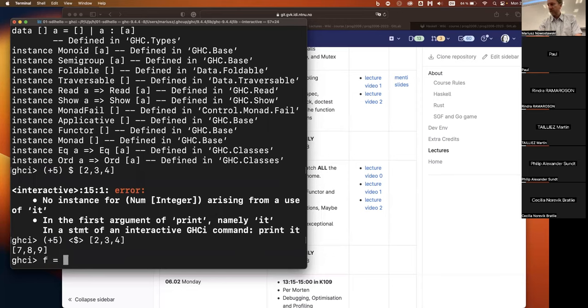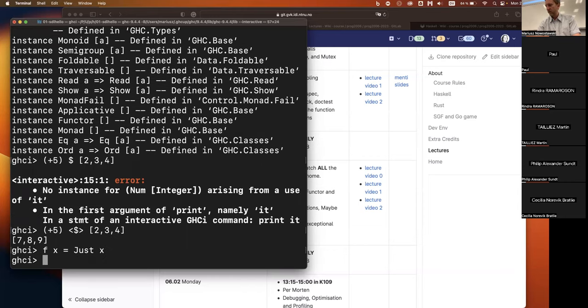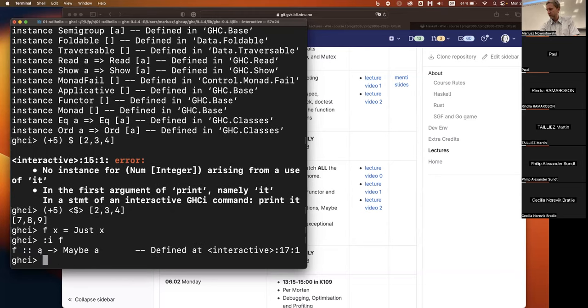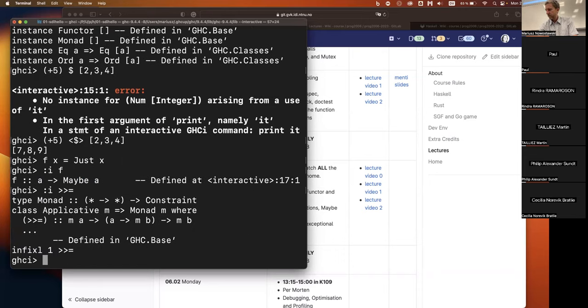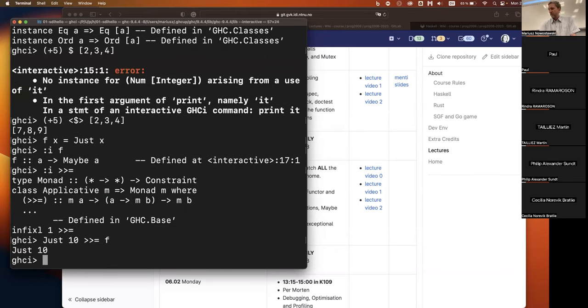So what if I have a function which, given a number, returns just the number, right? So now I have a function which, given a value, returns a Maybe value, right? So now it fits into our definition of bind. So now it maps here, right? So now if I have just 10 and I bind it to my f, I'm going to get the same. Okay, let's define f slightly more interestingly.